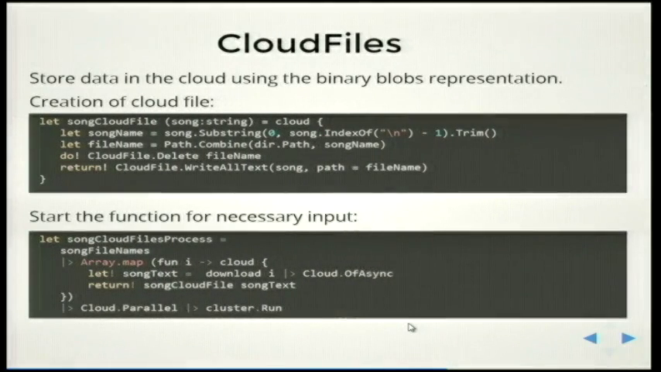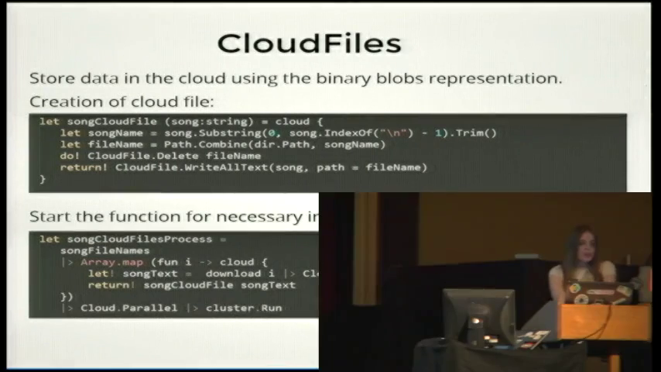Okay, cloud files. Cloud files are a pretty exciting way to store data in a binary representation. So let's go straight to an example. We have a set of URL addresses where lyrics of songs are stored. And we have a function for downloading. It isn't displayed here. Here you can see the song cloud file function, which takes the lyrics and creates a cloud file for it. It finds out the song name as the first line, deletes the cloud file if it is already present, and writes all the text of the song to the cloud file.